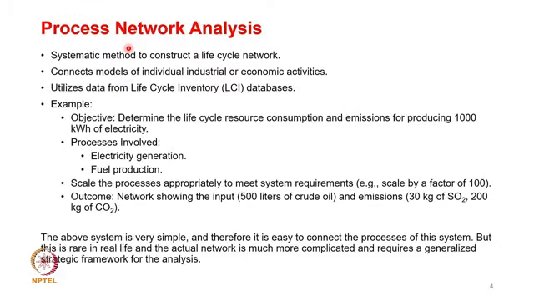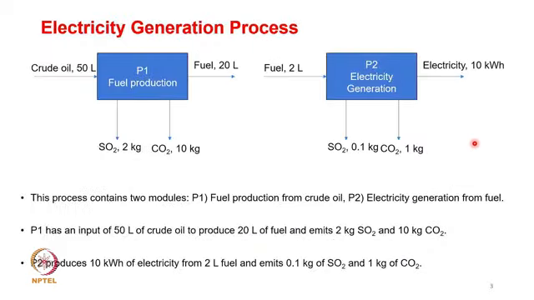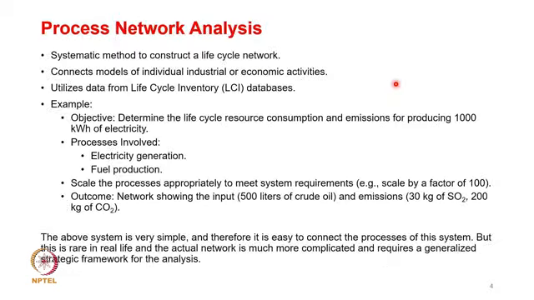So what we have to do in those contexts is identify models of individual units, in this case process 1 and process 2, and of course use the data inventory from life cycle assessment databases. For instance, if you are interested in producing 1000 kilowatt hour of electricity, mind that the normal process is producing only 10 kilowatt hour of electricity. So that essentially means you need a scaled up version of process P2, and the process involves your electricity generation and fuel production.